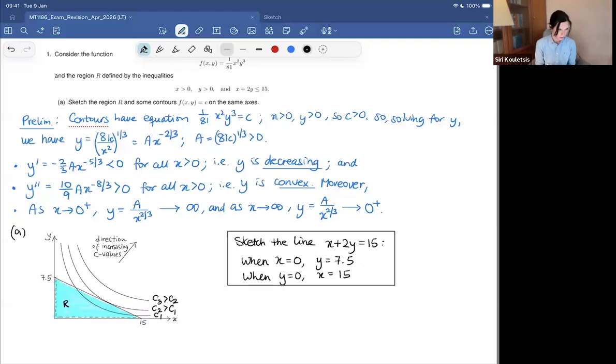And I would like to point out, of course, that contours, if I hadn't written my preliminaries, I would now add that contours have equation f of x and y equals c. Now, of course, this question has another two parts, as you can expect.